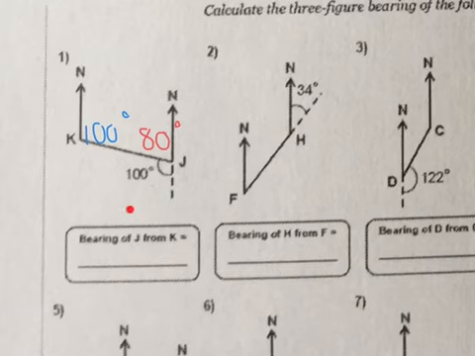So this one is J from K. So there's K, that's where you're starting from. You're going to J. So this is the angle here. That's the bearing we need, 100 degrees.